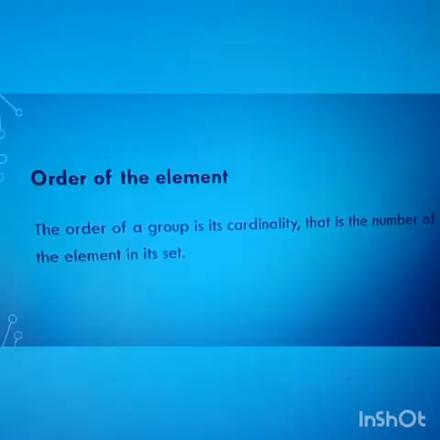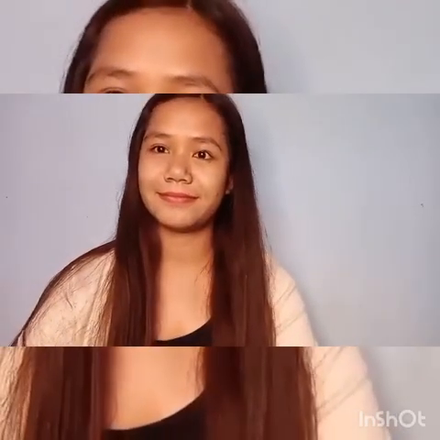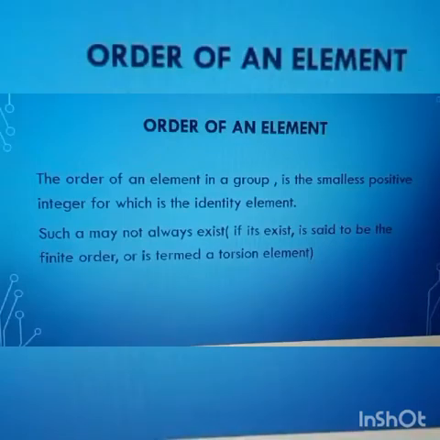This is the continuation of our report about order of a group and order of an element. The order of a group is its cardinality, that is, the number of elements in its set, while the order of an element in a group is the smallest positive integer n for which A to the power of n is the identity element.